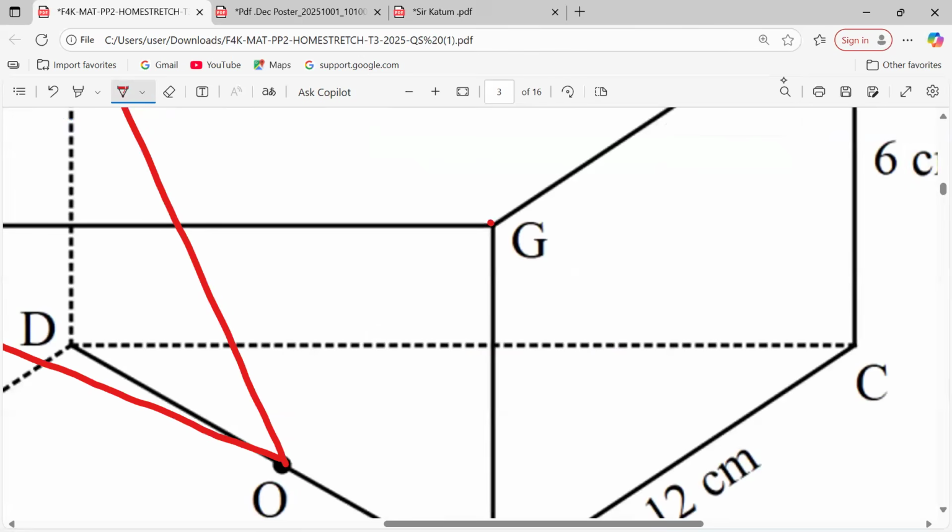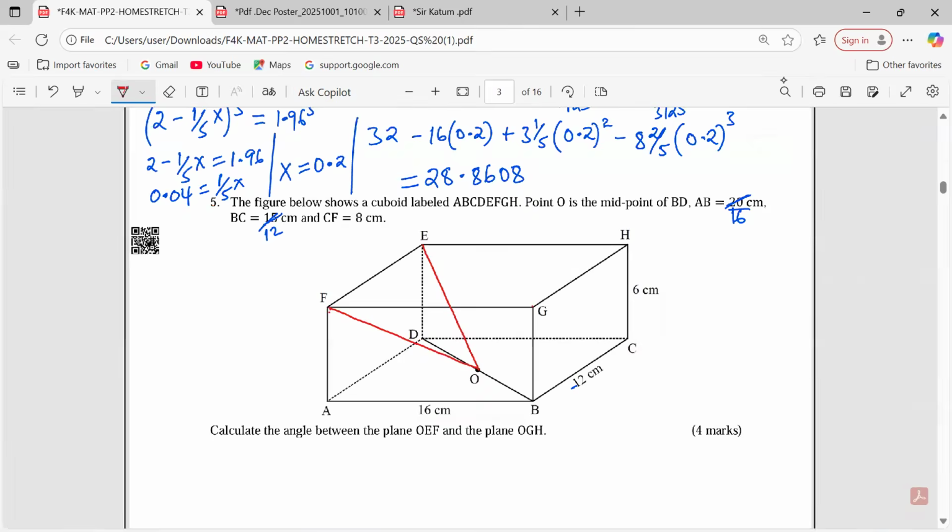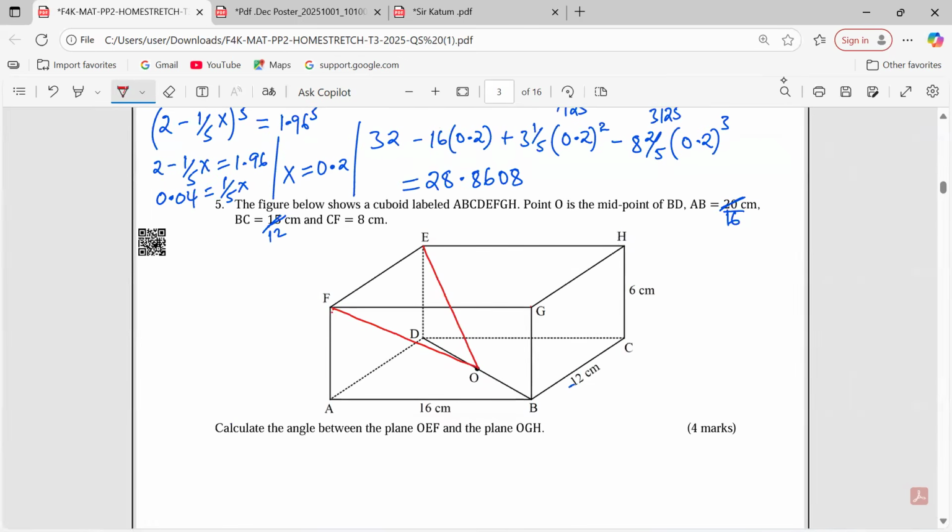Let me try to zoom my screen. That is one of the planes. Then that plane is meeting with another plane.